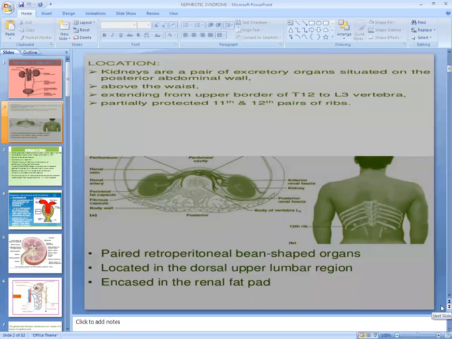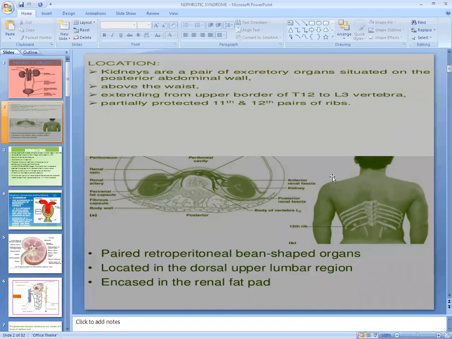So kidneys, these are a pair of excretory organs situated on the posterior abdominal wall above the waist, that is in the loin area. See, this is the position of your kidney in the loin area, extending from upper border of T12 to L3 vertebra. So its location is T12, means 12th thoracic vertebra, up to the third lumbar vertebra.